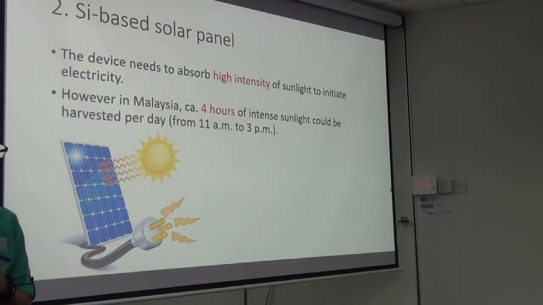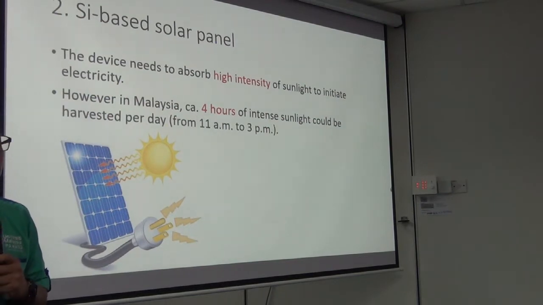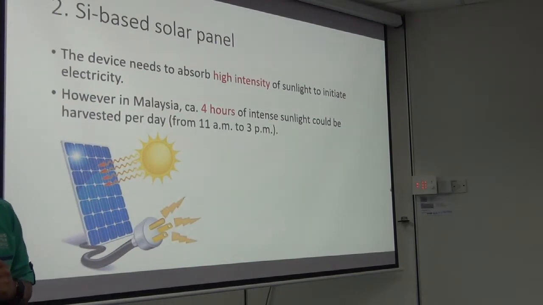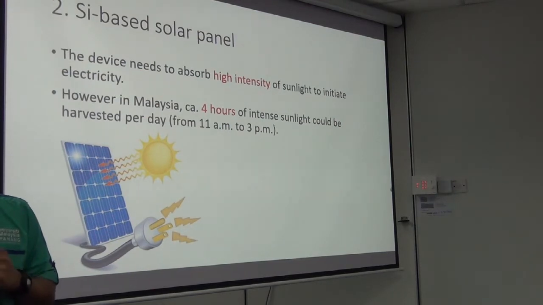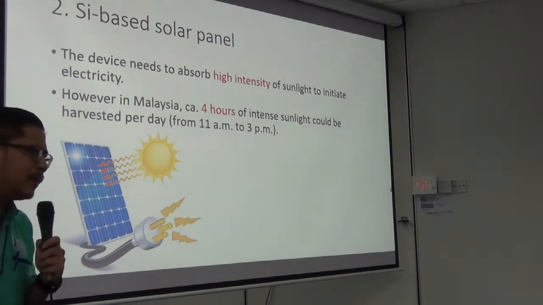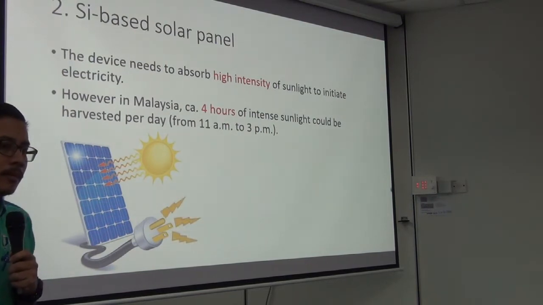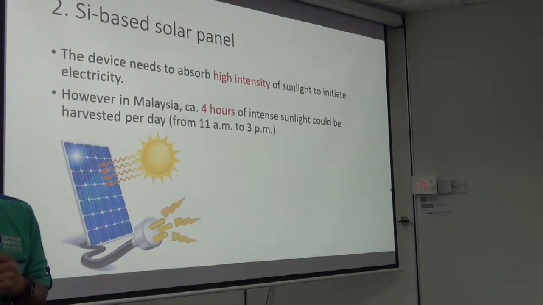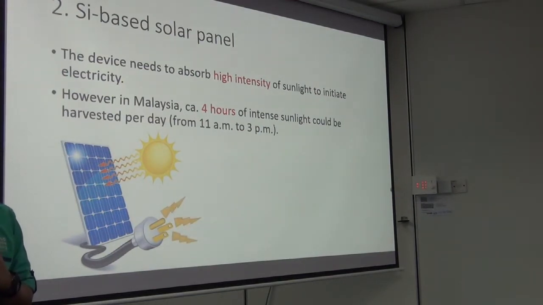Well, let us see the silicon-based solar cell. Revision only. The device needs to absorb high intensity of sunlight to initiate electricity. High intensity means we only could absorb light at which time in Malaysia? Dah tulis. Okay lah. So in Malaysia, we only have circa 4 hours. Circa, or known as approximately, of intense sunlight could be harvested per day from 11 AM to 3 PM only, if we use the silicon-based technology.